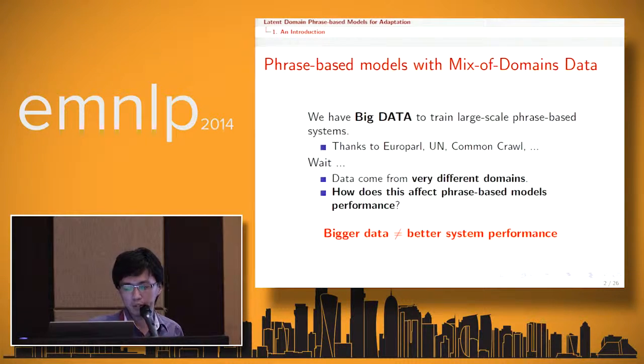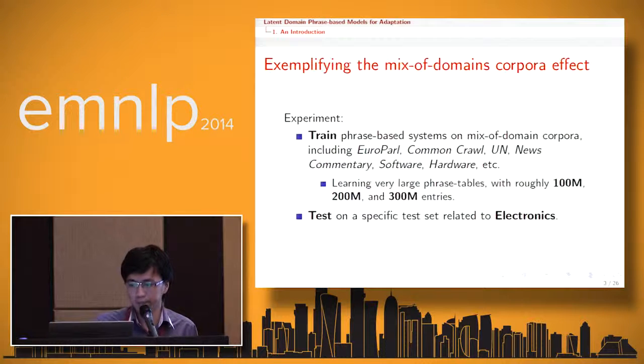What I found in practice is that bigger data is not the same as better. It doesn't always mean better system performance, and I think this is not new. A lot of previous work about data selection also mentioned this point. So why does this happen? This is what we are really interested in, and to exemplify the phenomenon, we do some experiments.